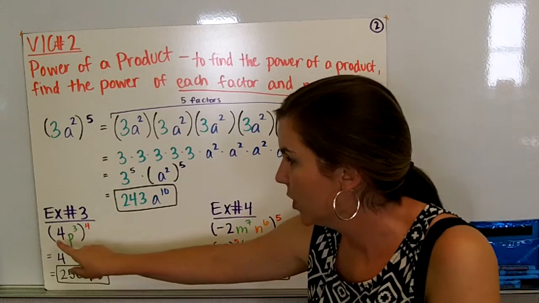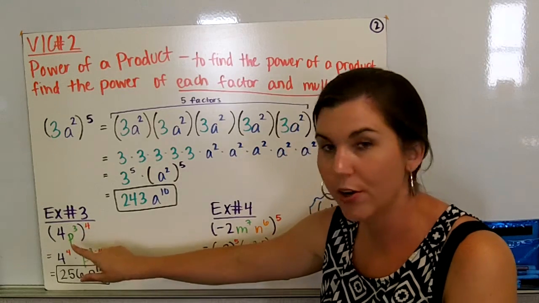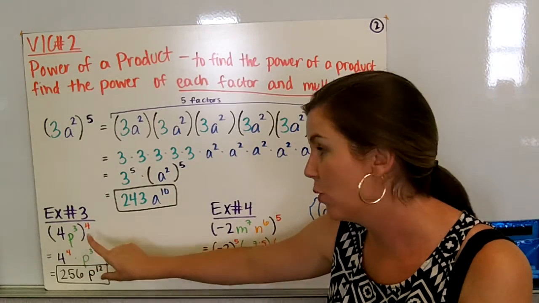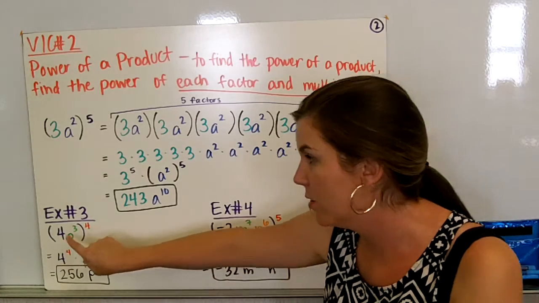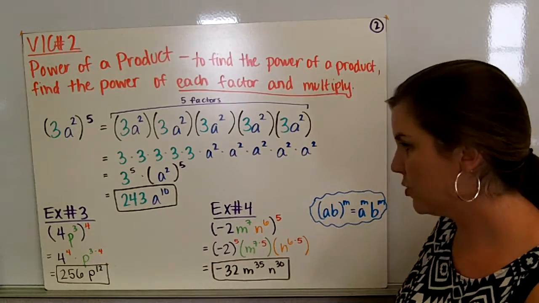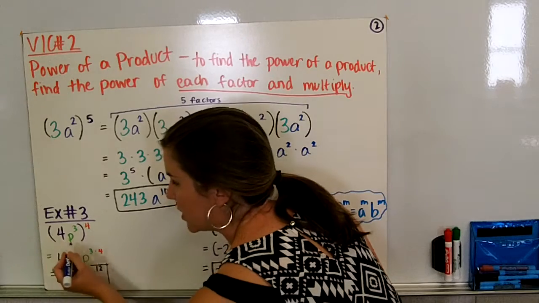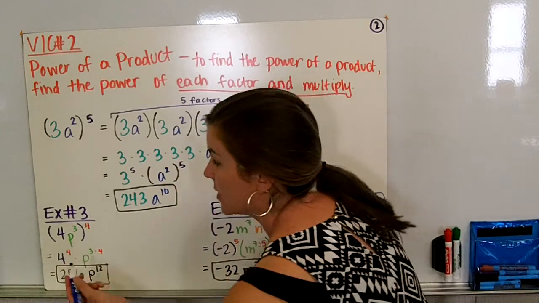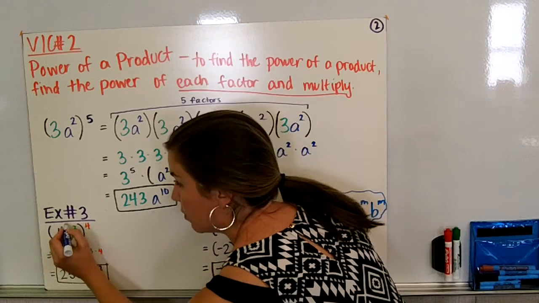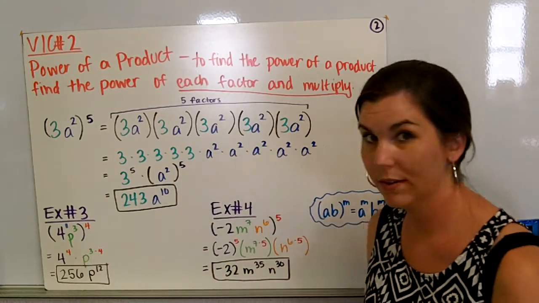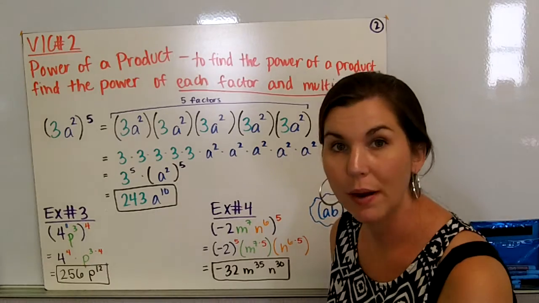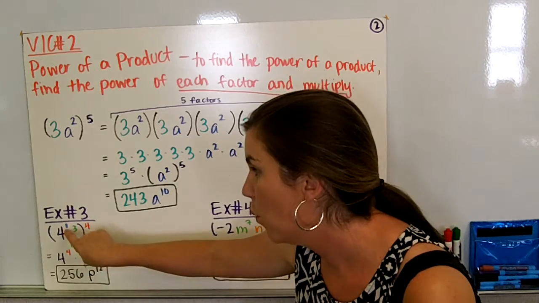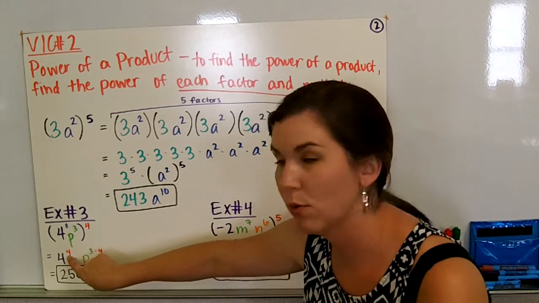Example number 3. 4, p to the 3rd, all raised to the 4th power. The 4 gets the exponent also. So using a shortcut, I know that this 4 is a base and p is a different base. I don't see an exponent on 4, but I know there's a 1. Remember, if you don't see the exponent, it's a 1. A power to a power, you multiply. So 1 times 4 gives you 4.